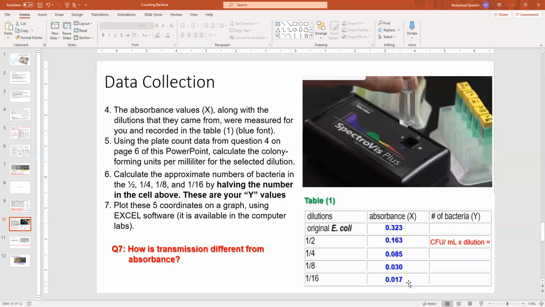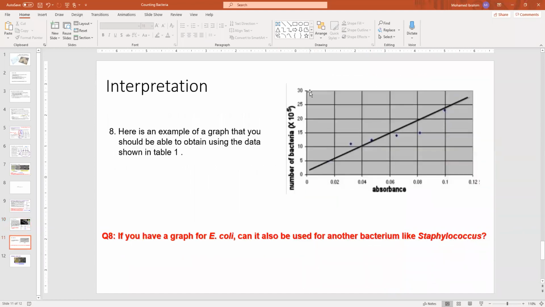You have absorbance, you have number of bacteria. So it will be very easy to establish this kind of nice curve, which correlates the absorbance with the number of bacteria. And you can see clearly it is a very nice straight line, because the more bacteria you have in solution, the more absorbance you will get. As soon as you get this, you know that this is a standard curve for my E. coli when I grow it in a particular media.